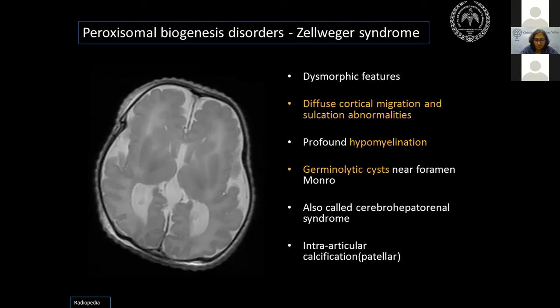Again, it can present in the neonatal period. They can have profound hypomyelination, diffuse cortical migration and sulcation abnormalities, germinolytic cysts near the foramen of Monro, and other findings include intra-articular calcification. Typically, the sulcation abnormality is that there are multiple small gyri. It's not typically polymicrogyria.